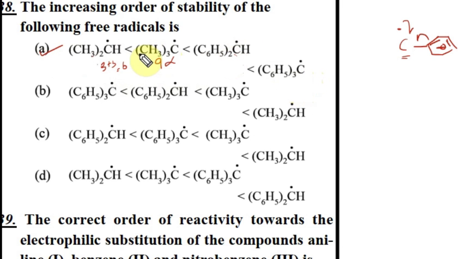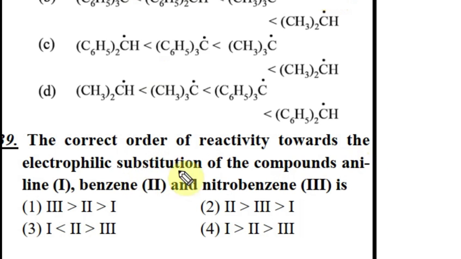Then your alpha hydrogens. The correct order of reactivity towards electrophilic substitution of aniline, benzene, nitrobenzene. Aniline is plus R, benzene is neutral, nitrobenzene is minus R. So obviously 1 greater than 2 greater than 3.